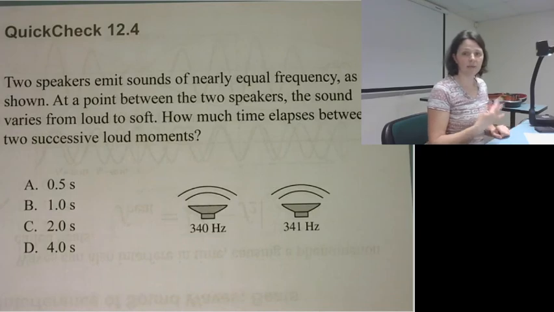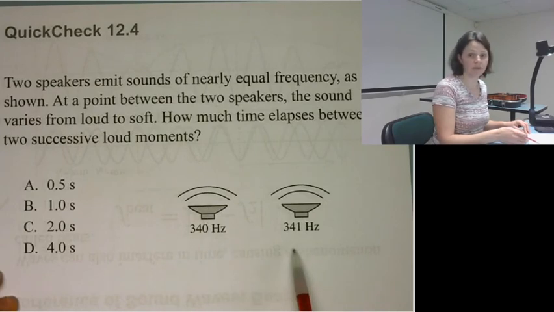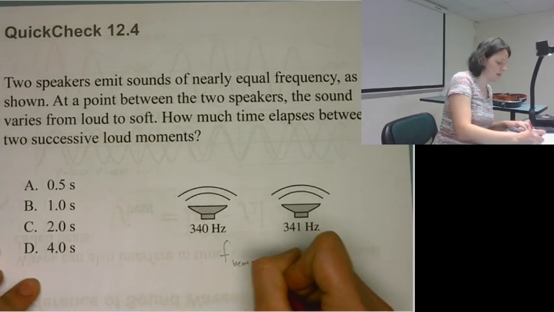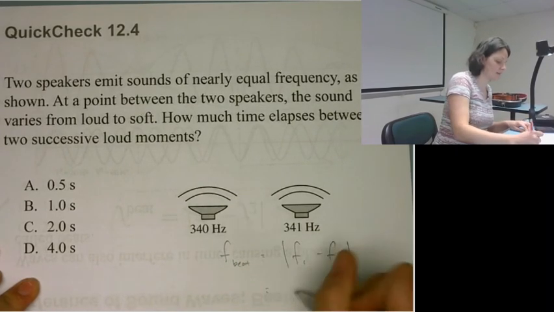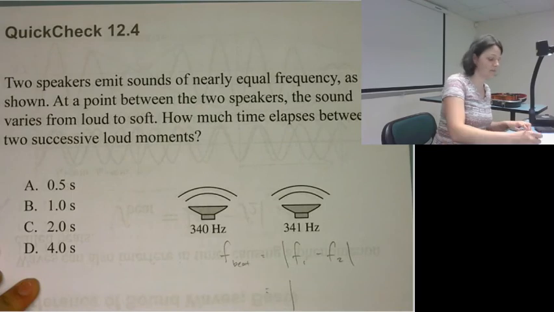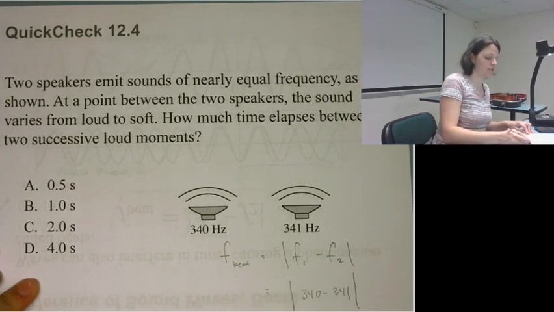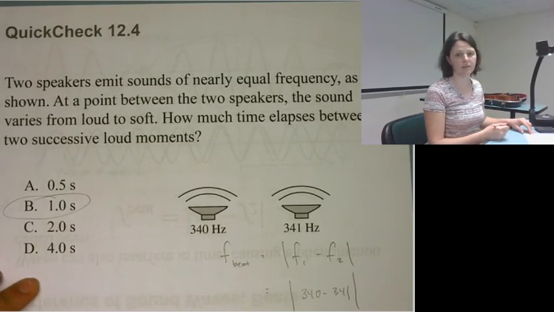So pause it, and when you're ready, open it up and come back. So we'll just straight up use the equation I just put on the previous page, which is F beat is F1 minus F2, which is, I don't know, which one do you want to call F1? It doesn't matter. So 340 minus 341, which is -1, but we'll take the absolute value. And that beat frequency will be 1 per second.